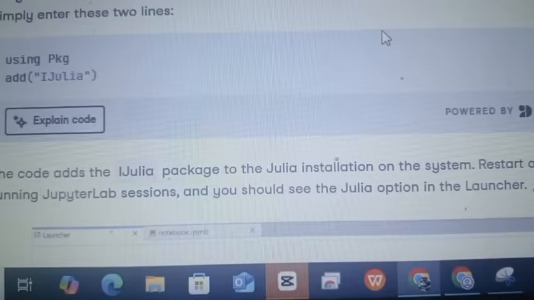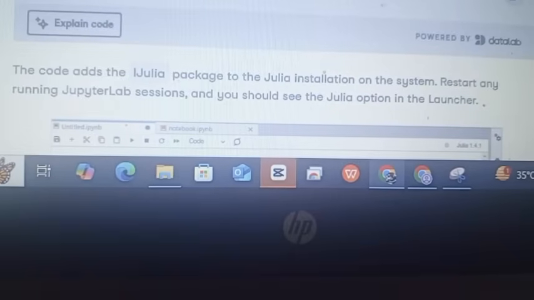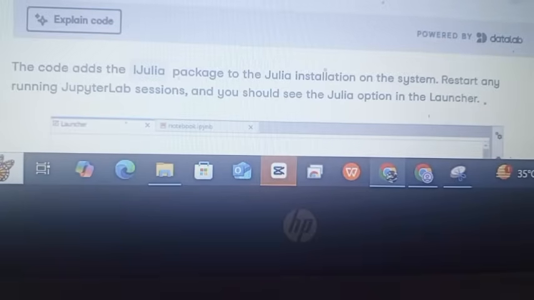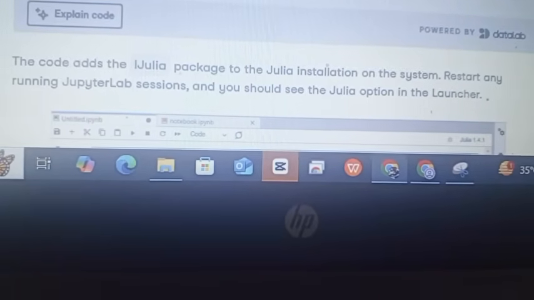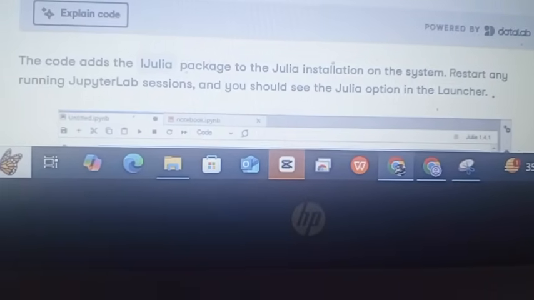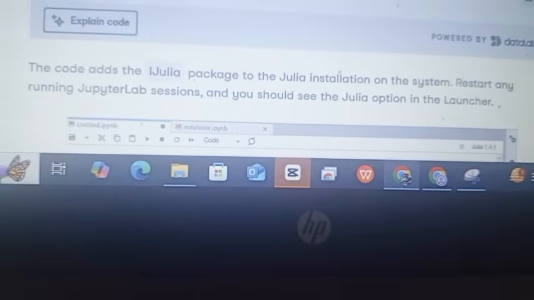Both PyCharm and VS Code offer Julia plugins that support code highlighting and debugging. However, since data scientists usually like to work within JupyterLab, it's also easy to add a Julia kernel to JupyterLab. After entering the Julia prompt in the terminal, simply enter these two lines. The code adds the Julia package to the Julia installation on the system. Restart any running JupyterLab session and you should see the Julia option in the launcher.